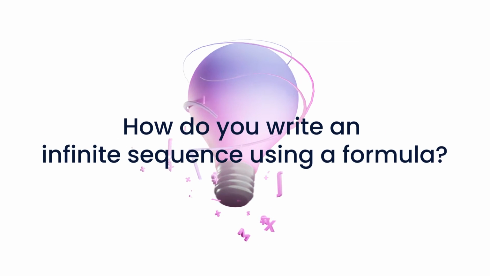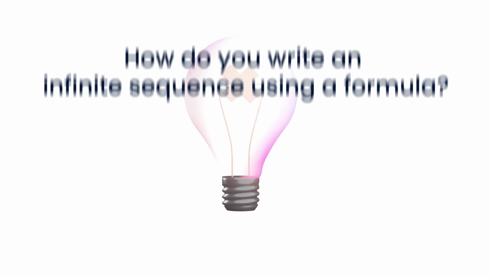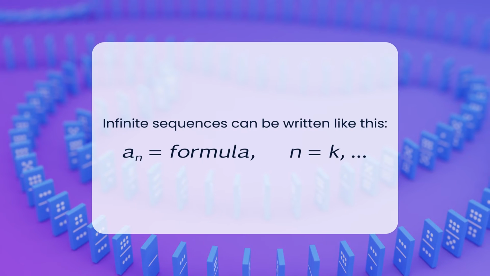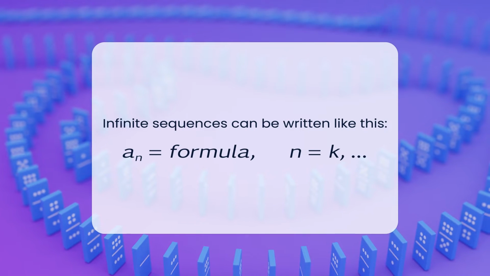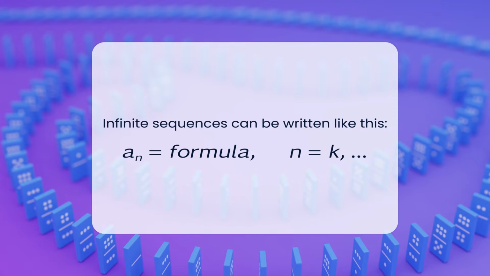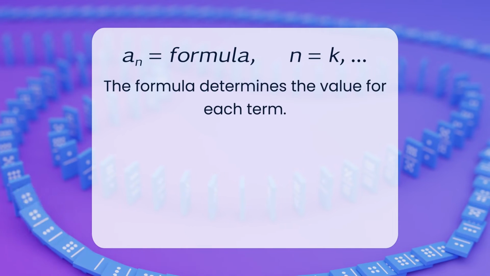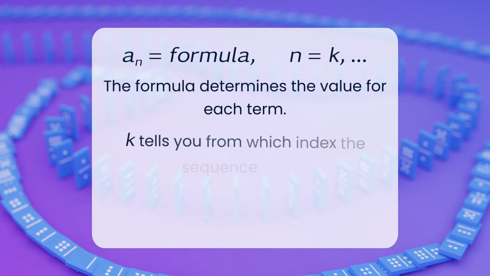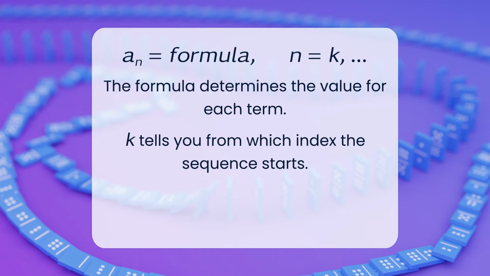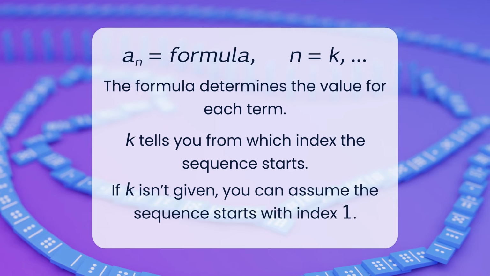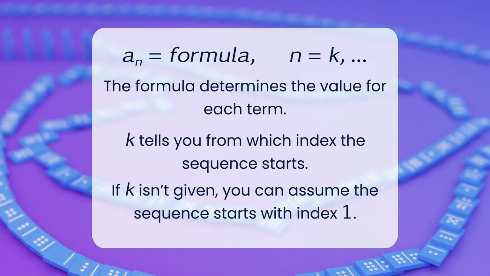How do you write an infinite sequence using a formula? Infinite sequences can be written like this: a_n equals a formula, from n equals k to infinity. The formula determines the value for each term. K tells you from which index the sequence starts. If k isn't given, you can assume the sequence starts with index 1.